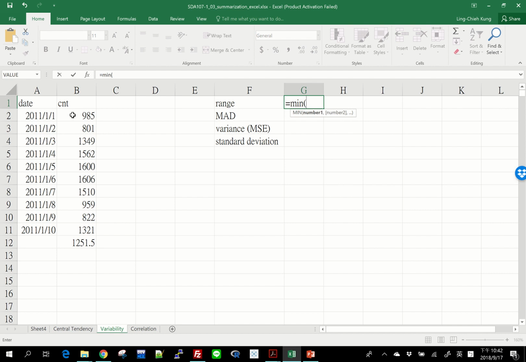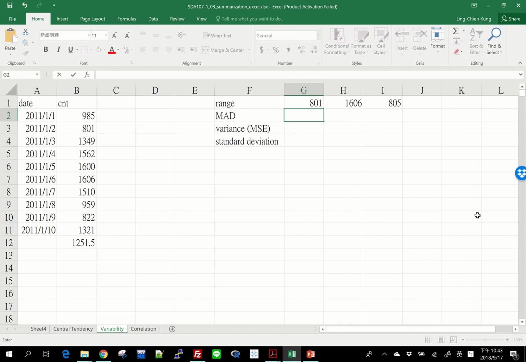So let's say I want to see what's the minimum value among the first 10 days of CNT. I'm going to get 801, so that's exactly the minimum value, right? For maximum value, that's the same thing. I can choose a range and get the maximum value. And then if I do a subtraction here, I get range. So that's range.